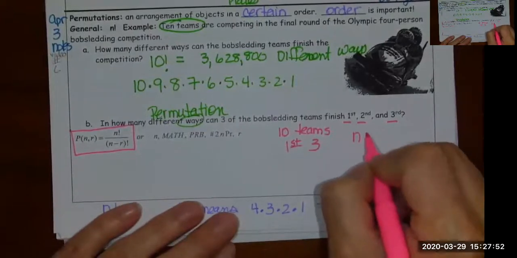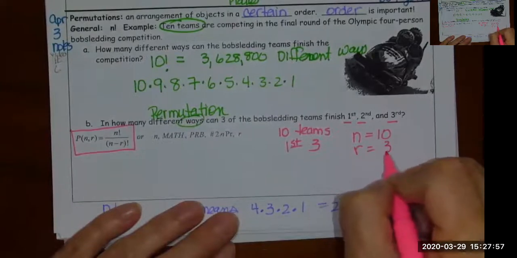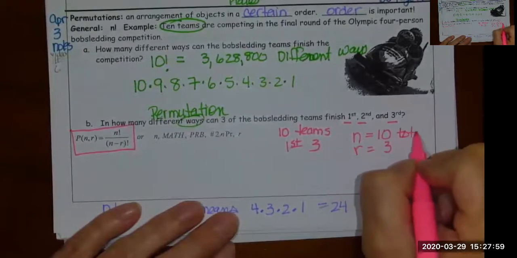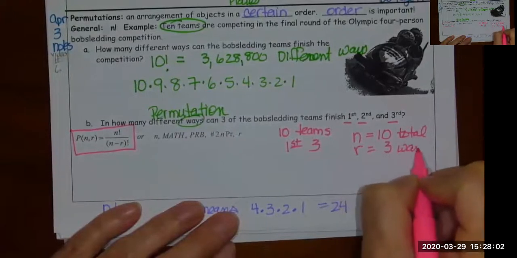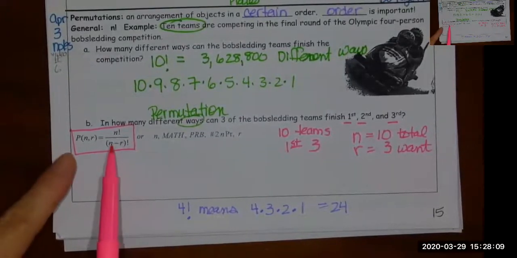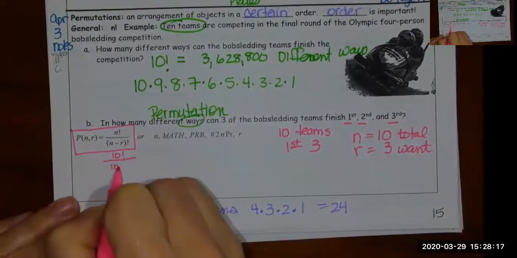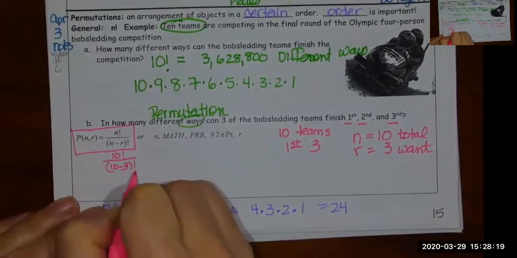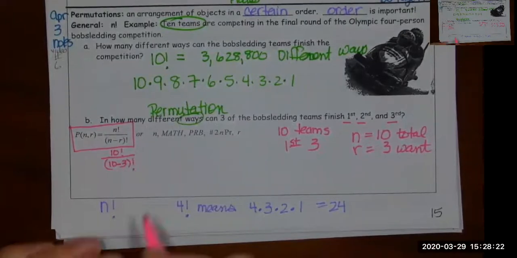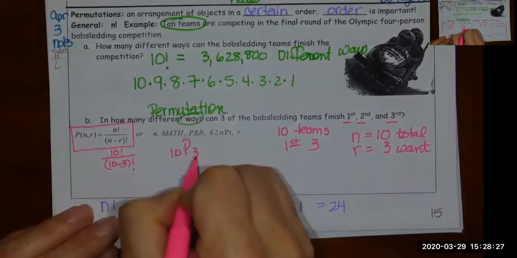So n equals 10, r equals 3. n is kind of the total, and r is what you want. I have 10 teams and I want to know how they can come in the first 3 ways. You can do this by hand with this formula: 10 factorial over 10 minus 3 factorial. Or you can think about how your calculator does it, which is 10P3.